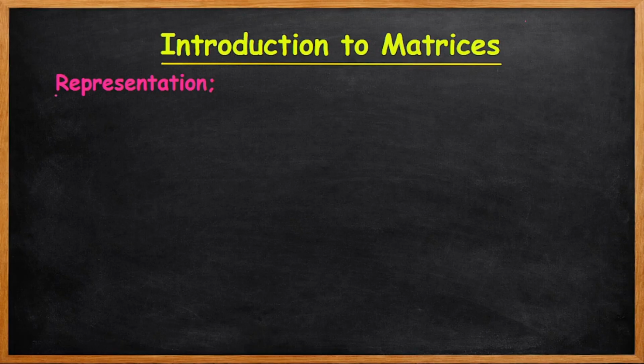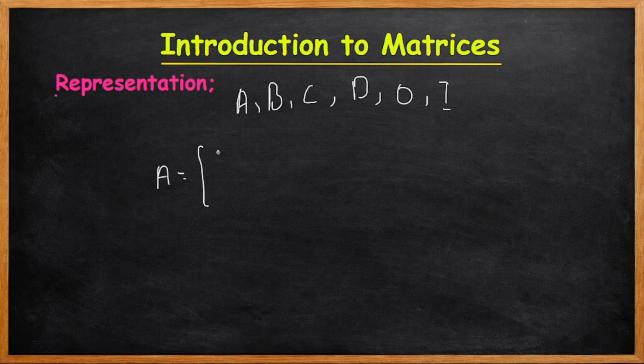Representation of matrices. Matrices are represented by capital letters, just like A, B, C, D, O, I, etc. For example, let's suppose we have a matrix which we give the name A, which is equal to open square bracket 2 3 4 and 5. So we call it a matrix A, which is equal to 2 3 4 and 5.